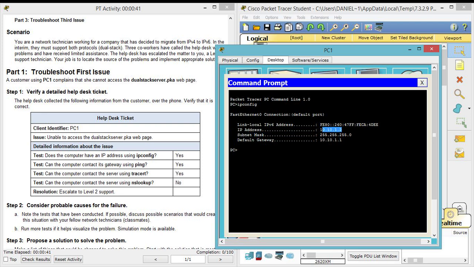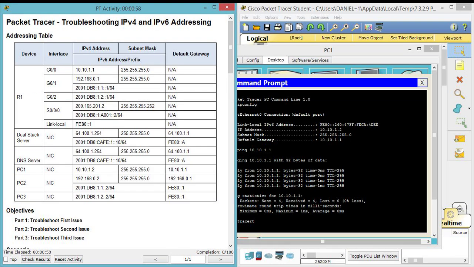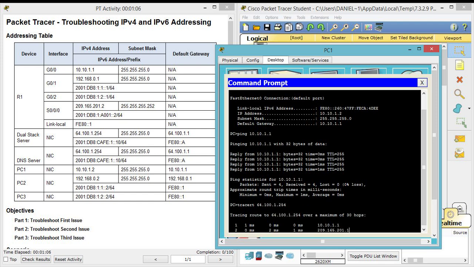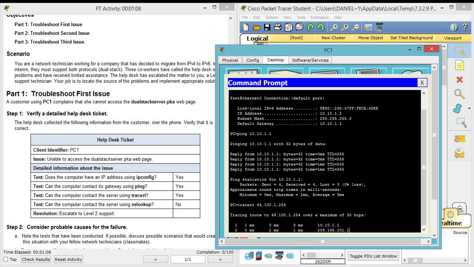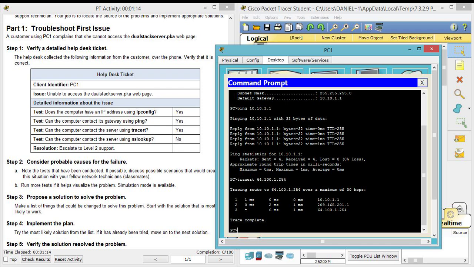So we can see that yes, indeed, it has an IP address. And try to contact the default gateway. It does work. We can try to tracert the server. It's going to work. It just takes a while to do that. So that does work. See, there we go. But when trying to nslookup it does not work.